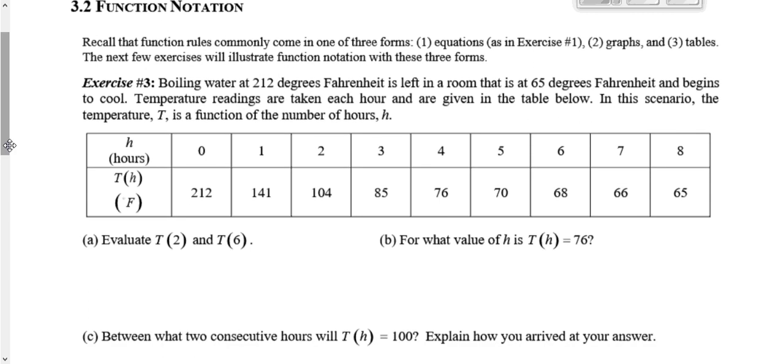What do we got going on here? So here's a different way to display a function. We can display a function as an equation. We can also display it as a graph, right? You saw graphs on last night's homework. Or we can also display a function as a table. Okay? So what is this exercise 3 about? Somebody tell me.